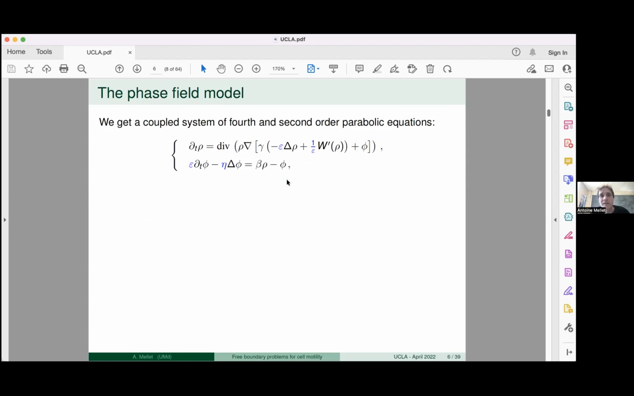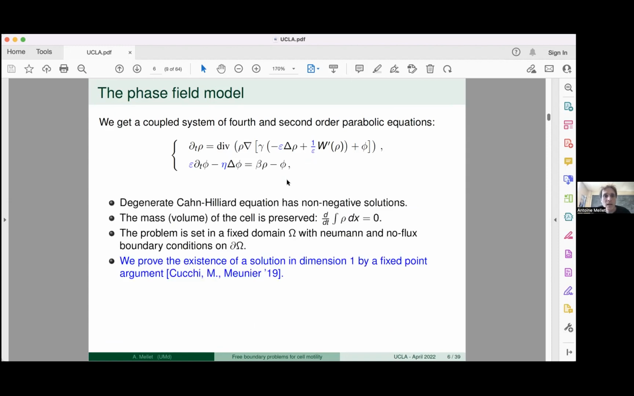All right. So what we have here is a coupled system of first and second order parabolic equations. You recognize that the first equation is a Cahn-Hilliard type equation with degenerate mobility in rho. Usually Cahn-Hilliard equations do not satisfy any maximum principle, but we know that for the degenerate Cahn-Hilliard, non-negative initial data gives you a non-negative solution for all time. So rho should remain non-negative. It also preserves the mass, so the size of the cell is conserved.